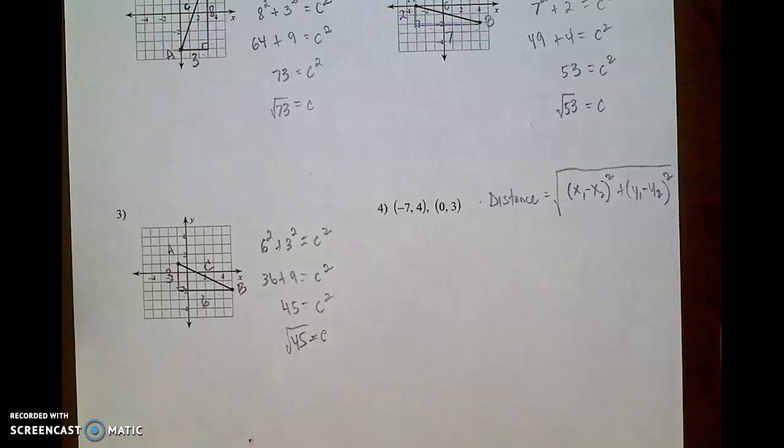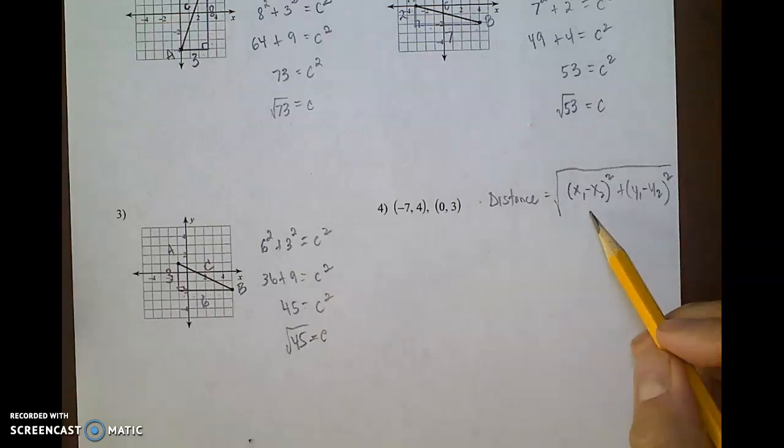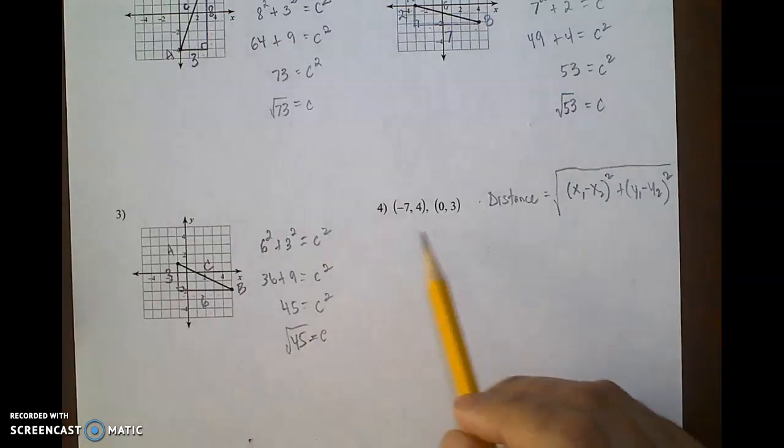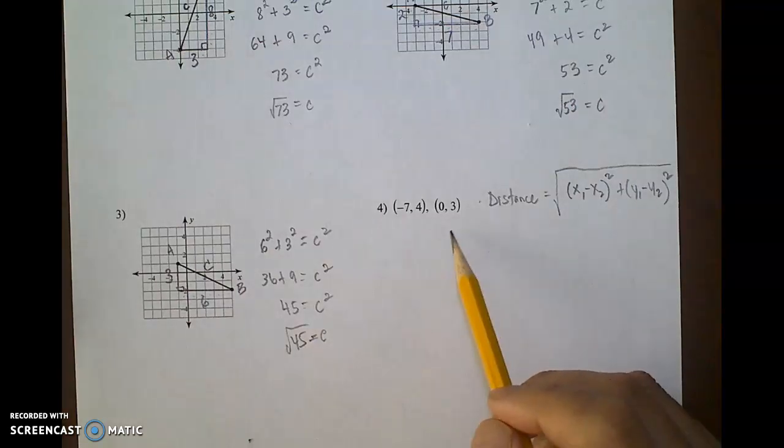Okay, so this is the formula we're going to use for these last 3 problems where we're trying to find the distance in between 2 points. Now you notice that in the formula we have x's and y's. Those are going to come from your 2 points that you're trying to find the distance in between.